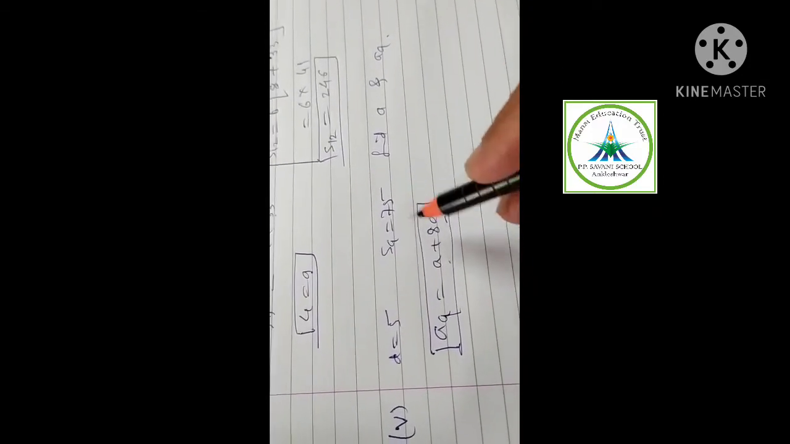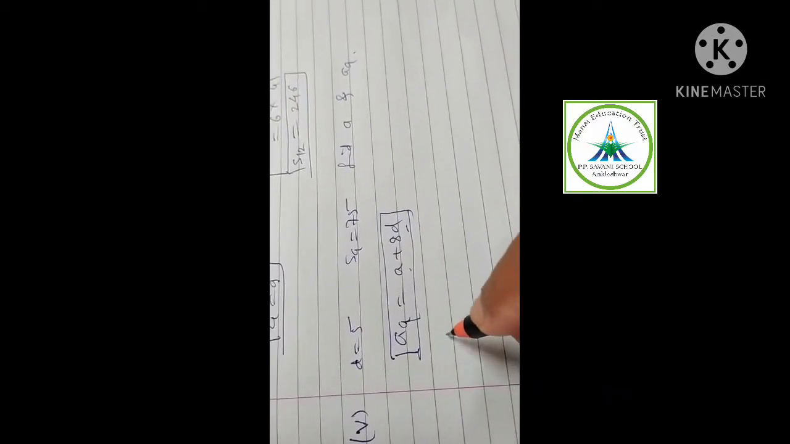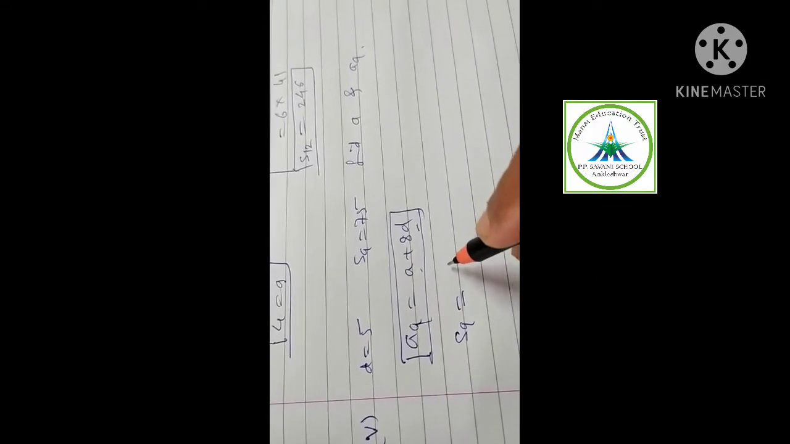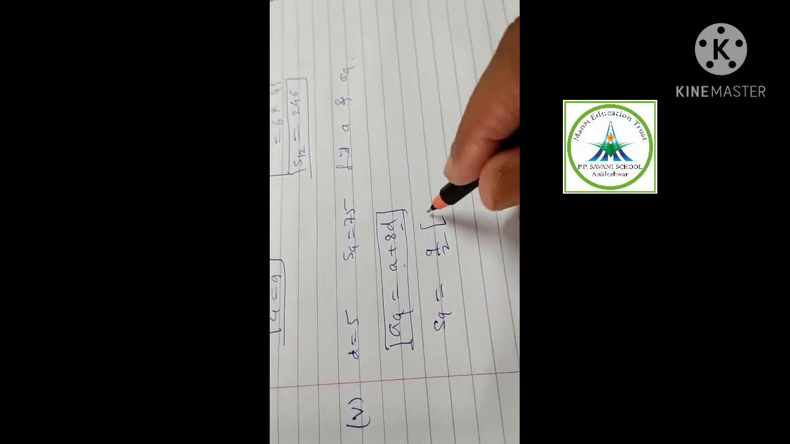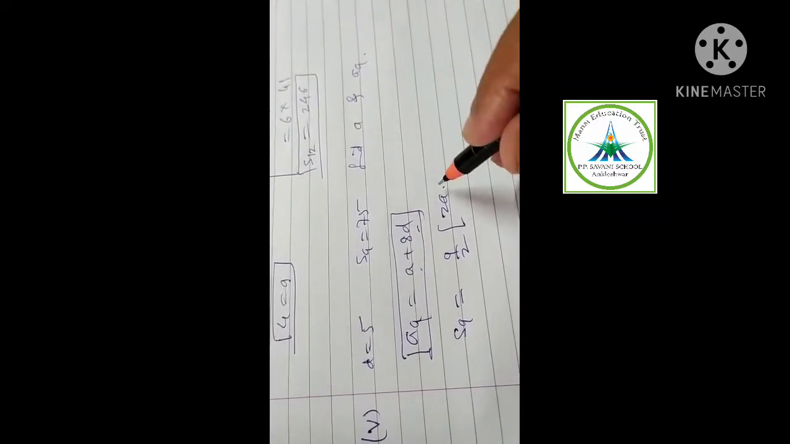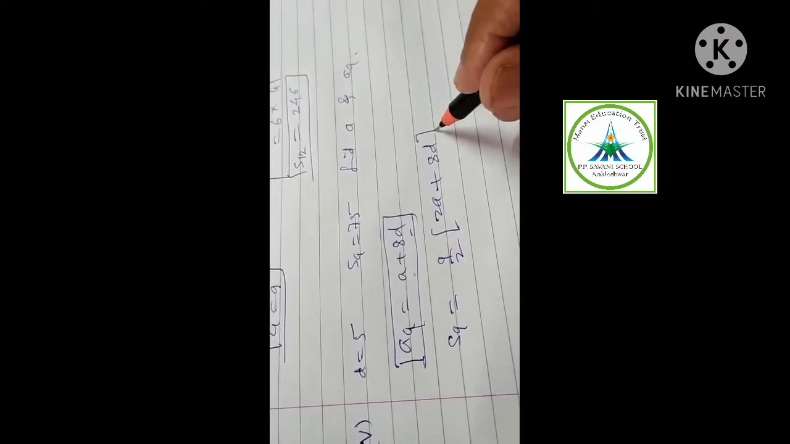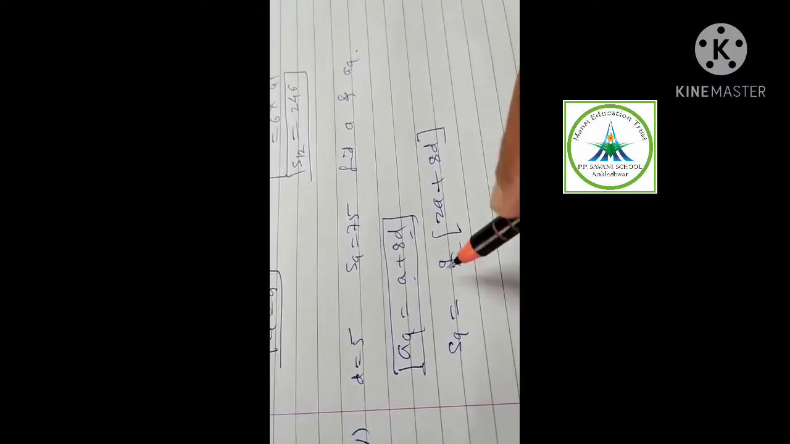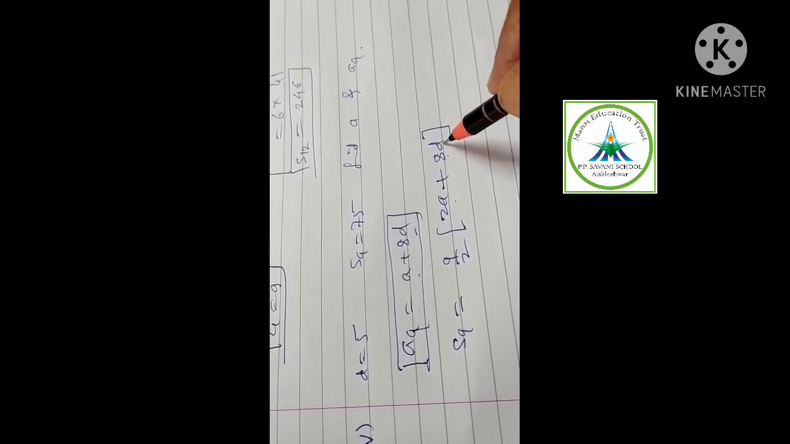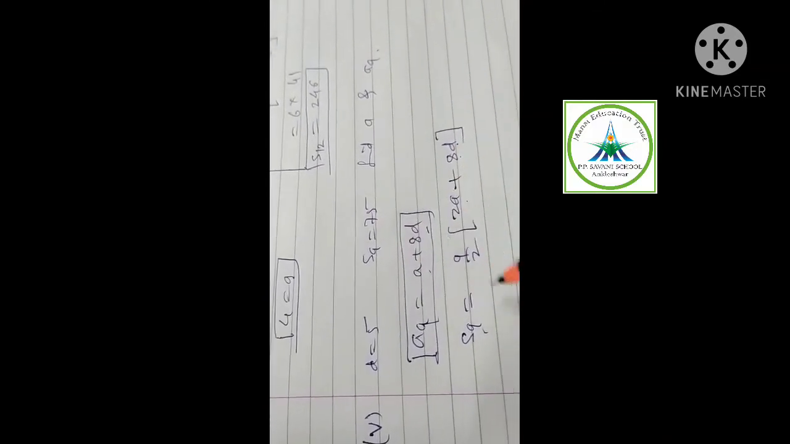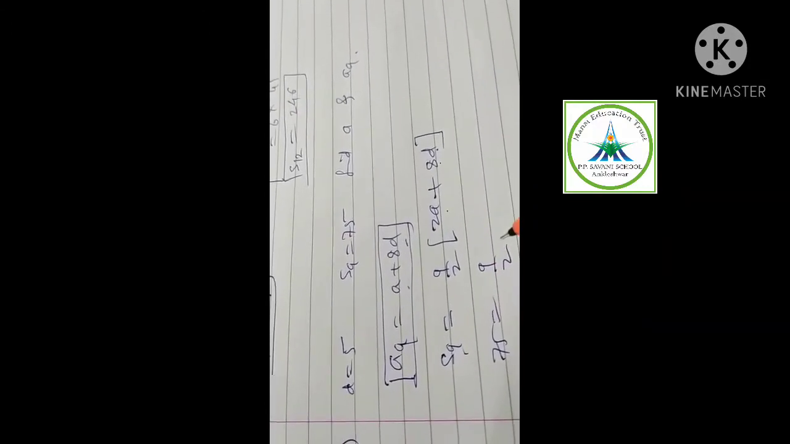Now the S9 formula you know. See, I am writing the S9 formula. S9 equals, can you tell me? 9 upon 2 bracket, 2A is not known, plus n minus 1 means what? 8D. Yes or no? n upon 2, 2A plus n minus 1 means 9 minus 1, D. 8D. S9 is known, 75. Okay, 9 upon 2, right?